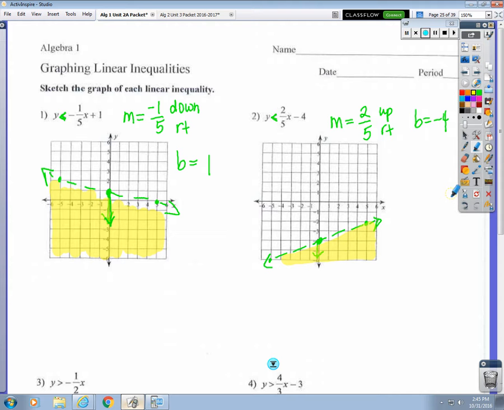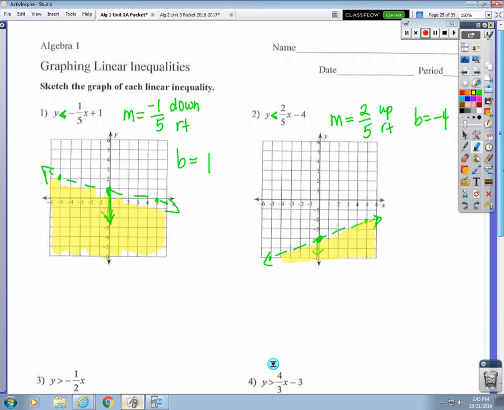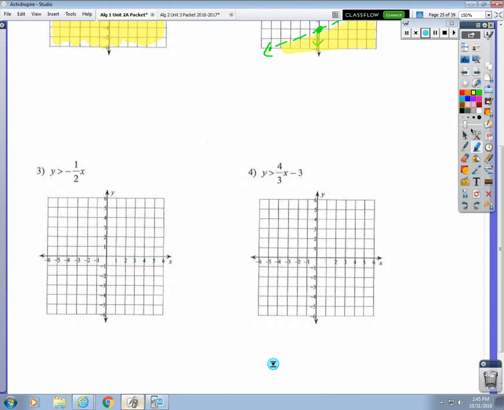Okay, so let's look at number 3. For number 3, what is the slope? -1/2. Okay, so that means down 1 and right 2. What's the y-intercept? 1. I don't see a +1. Oh, well, I saw the O at 0. So I put my first point at the origin, and from there I go down 1, right 2. Correct.